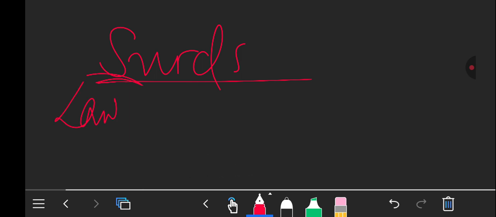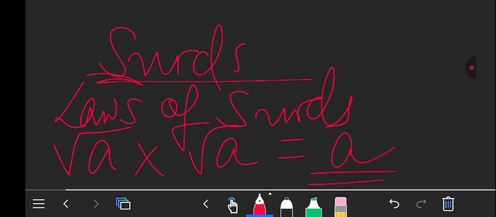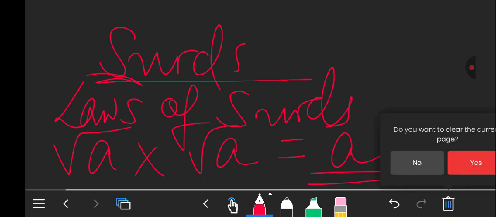Okay, let's understand some of the laws of Surds. When you have, let's say, square root of a, multiplying by square root of a, when you're multiplying Surds of the same kind, the answer is just the value in the square root, which is just a. So square root of a multiplied by square root of a is just a.